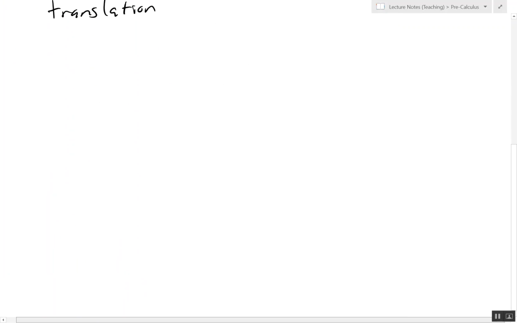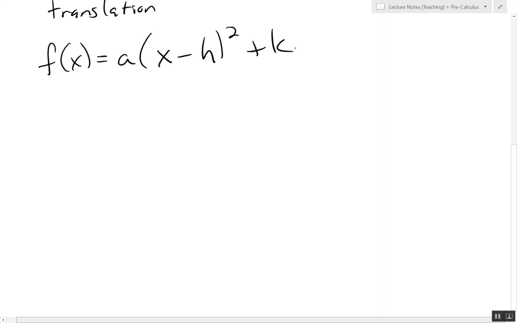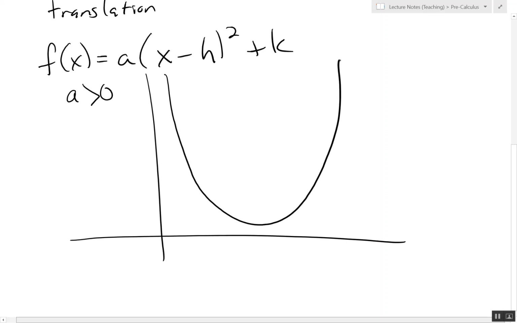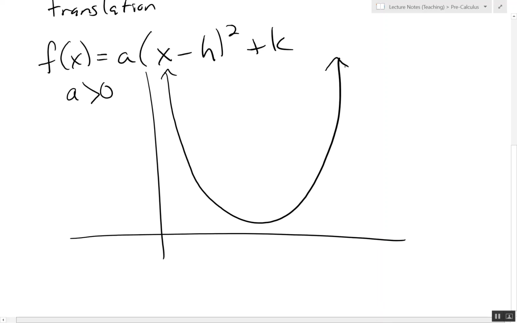So let's look at what the different parts of the vertex form mean. I'm going to rewrite it down here. So we'll have f of x equals a times (x minus h) squared plus k. This is basically what it means, and this graph is going to be for when a is greater than 0.